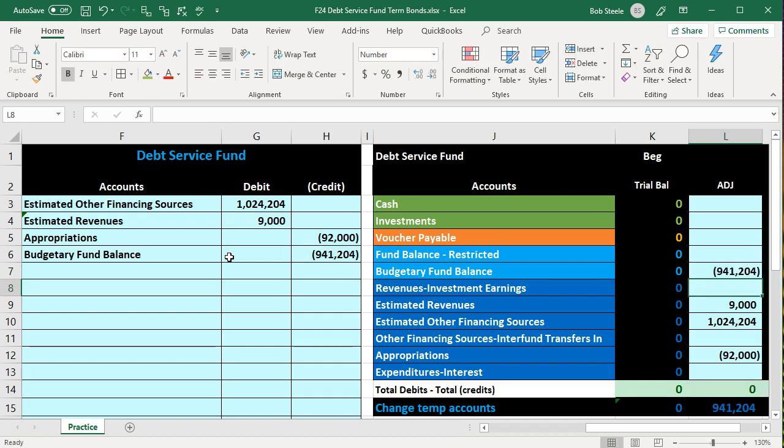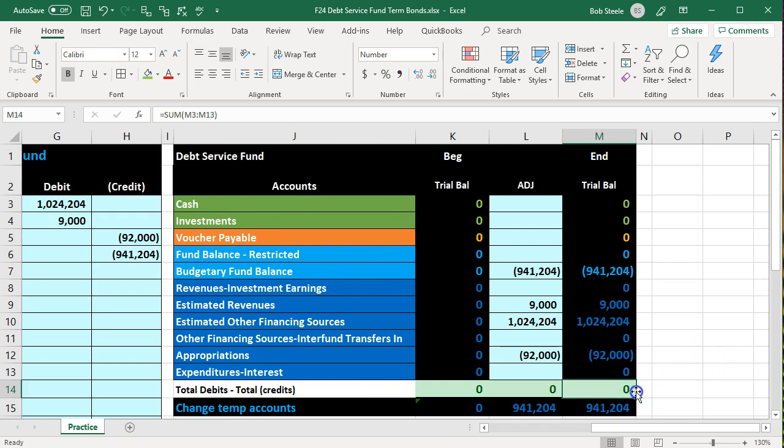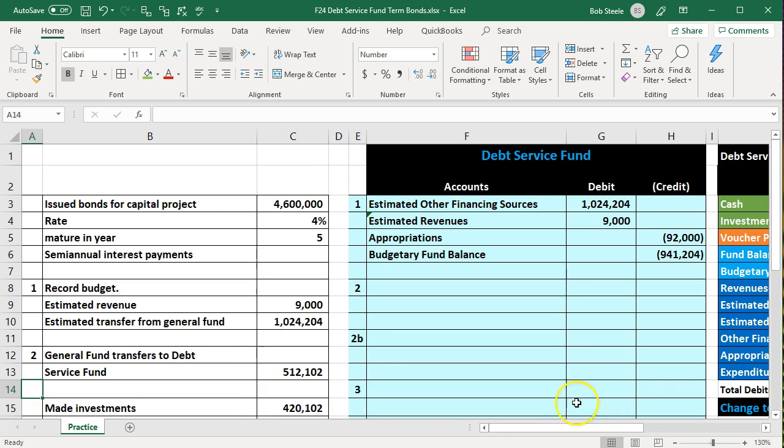L7. And so there we have that. So now we've posted the budget. That puts us back in balance. See the next item that we have.